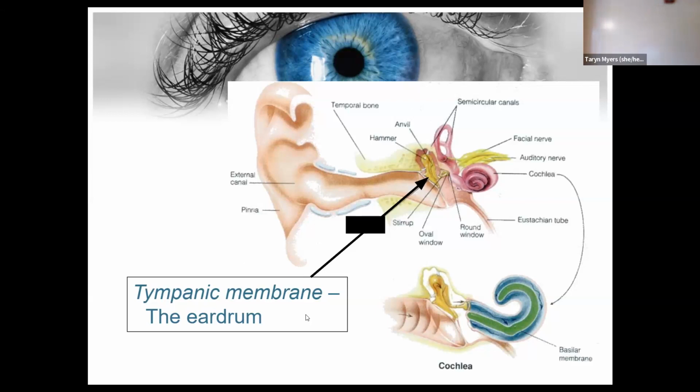The semicircular canals here are the only part that's not directly related to hearing. These help with balance. And then the eustachian tube goes down and next to the front. This is why if you see a specialist for ears, you're probably going to see an ear, nose, and throat person. And here you can see that basilar membrane where all those little hairs are.